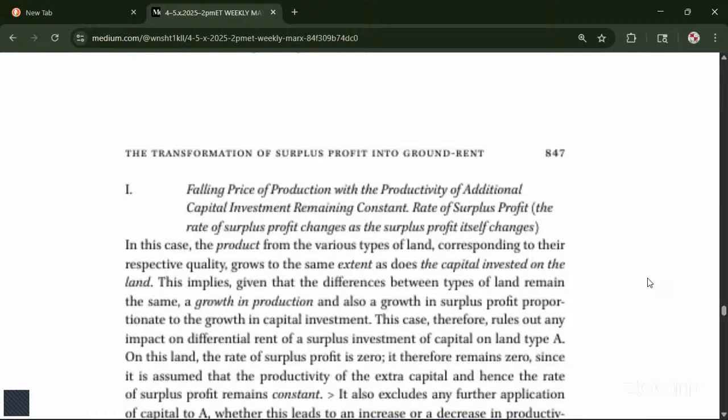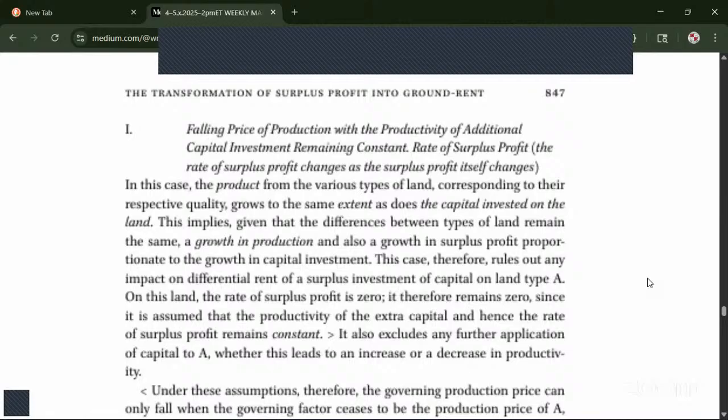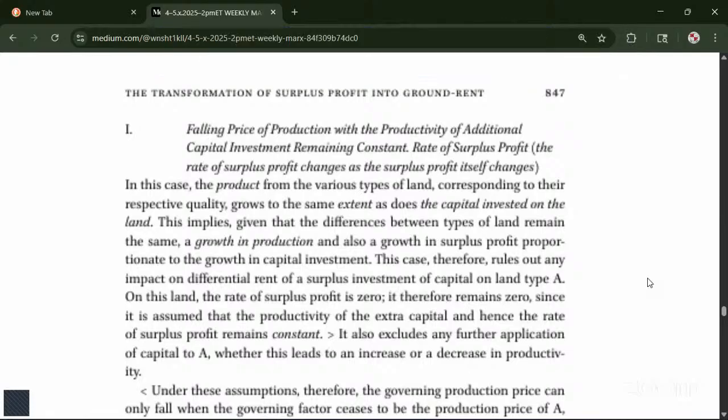On this land, the rate of surplus profit is 0. It therefore remains 0 since it is assumed that the productivity of the extra capital, and hence the rate of surplus profit, remains constant. It also excludes any further application of capital to A, whether this leads to an increase or a decrease in productivity.